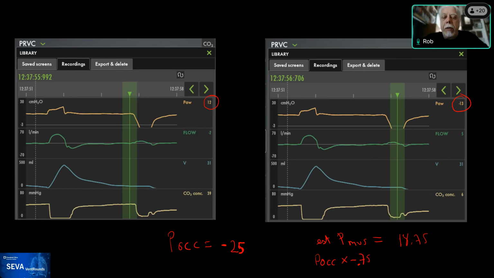Now, the reason why that's important, and it was pointed out in the paper that described this, is that to convert to PMUS, which is always a positive number during an inspiratory effort, you have to multiply by a negative coefficient, and that coefficient is minus 0.75. So a minus times a minus is a positive, and if you don't get these things right, you won't get the right number.